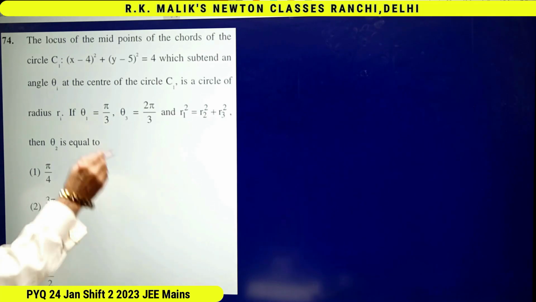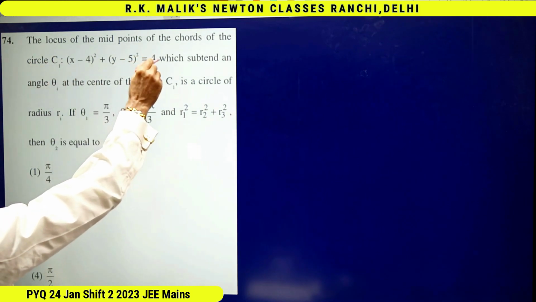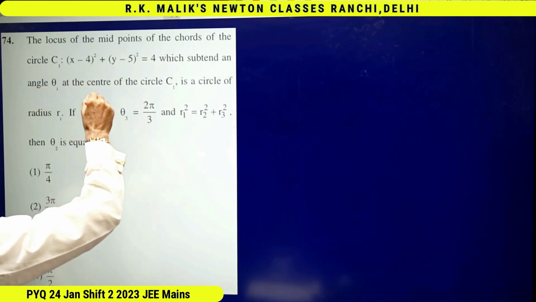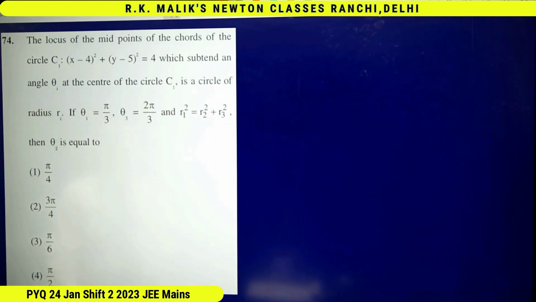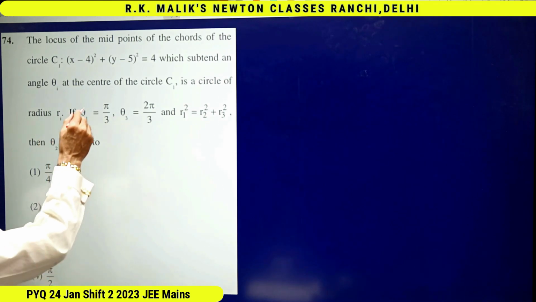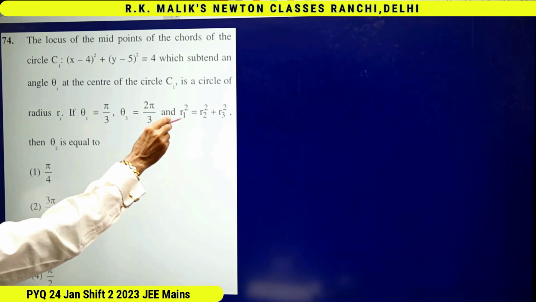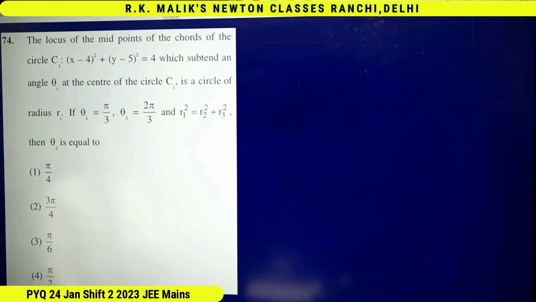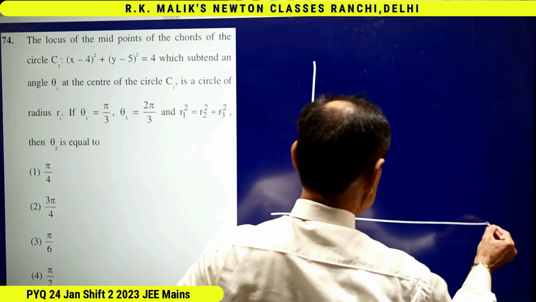In this question, it is given that the locus of midpoints of chords of the circle, which subtend an angle theta i at the center of the circle C1, is a circle of radius Ri. If theta 1 is pi by 3, theta 2 is 2 pi by 3 and R1 square is equal to R2 square plus R3 square, then theta 2 is equal to, you have to find the correct choice. In this case, first let me draw the figure, then I will explain you the meaning of the question.